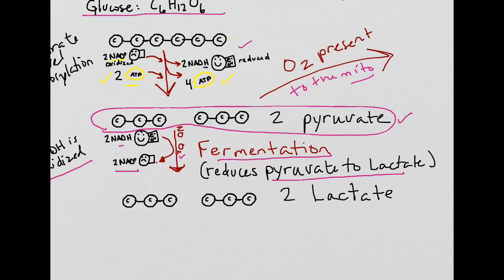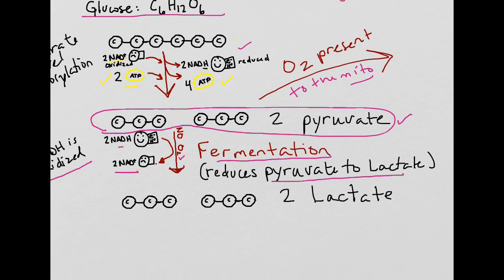And lactate, although it's still a 3-carbon molecule, is actually reduced, so it has picked up those electrons. Okay, so those are lactate, and then the lactate will be dealt with by the cell. Sometimes this can accumulate and cause pain, like lactic acid buildup in muscles. Okay.